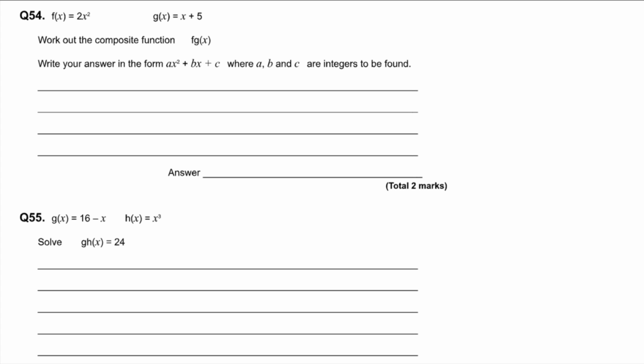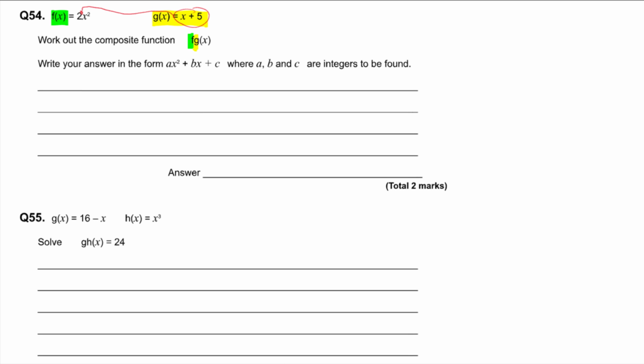Okay. Question 54, f of x equals 2x squared and g of x equals x plus 5. Work out the composite function f of g of x. Okay, so this is what I thought it said earlier, and so I'm going to do what I did earlier, which is to take my g of x, which is the one on the inside, and pick this up and drop it in where I see the x in the second function, the function on the outside. So g is on the inside, f is on the outside, so I take g of x and plonk it in f of x, don't I?